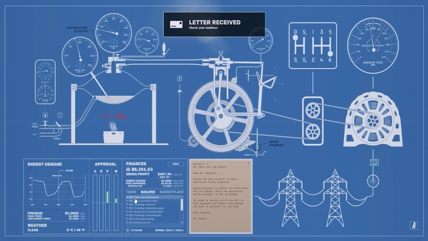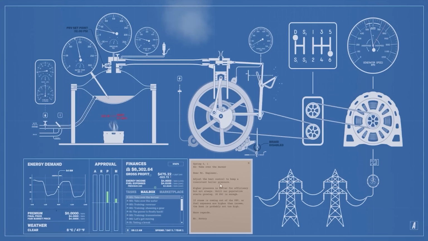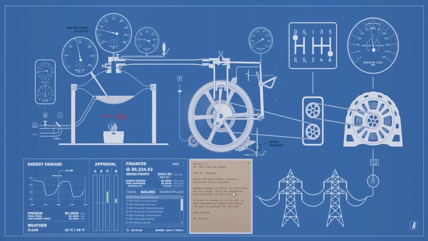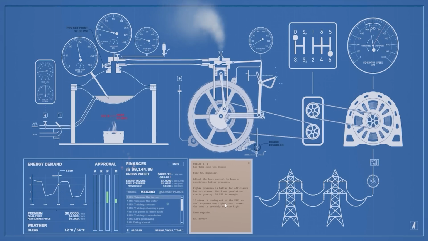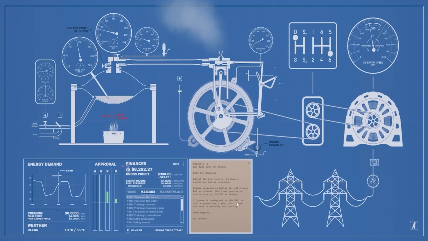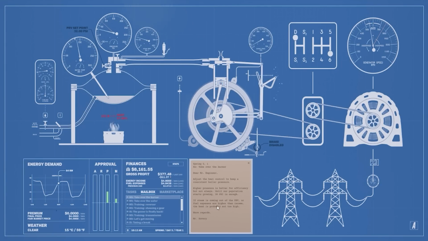Another letter received. Take over the burner. Just the heat to control constant boiler pressure. High pressure is better for efficiency, but not always until our population starts growing. 30 psi is enough, it seems. If steam is coming out of the pressure relief valve or fuel expenses are higher than income, heat is probably set too high. Warm regards.